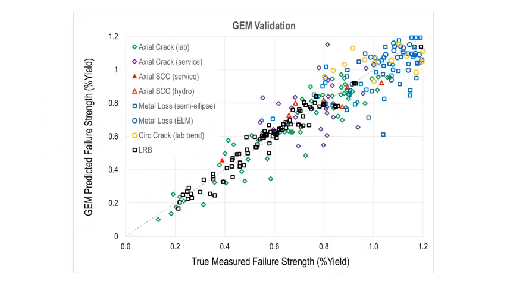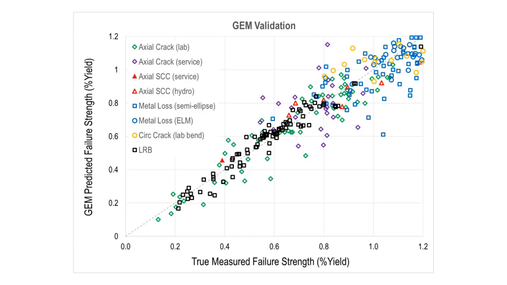So here's what happens when I take all of those different types of data and do an overall mega GEM validation. Here on the y-axis, I've got the GEM predicted failure strength. In that case, I've included bending factors if necessary. I've included depth factors if we have semi-elliptical flaws, and I include an SCC crack shielding factor in the case of SCC. So everything I've just mentioned in the fine print. And then on the x-axis, I've got the true measured failure strength. When you look at all of these data points, you'll see that they are pretty well grouped along that diagonal, meaning that I've got pretty reasonable accuracy.